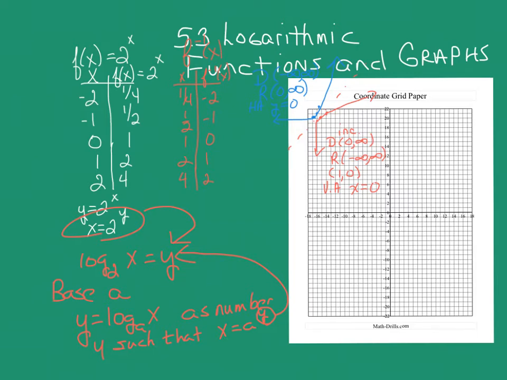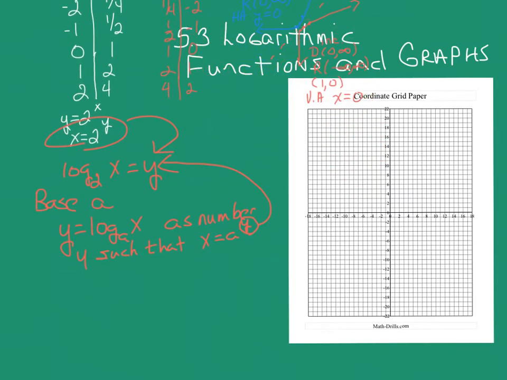In this case, x has to be greater than 0, and a is positive. It cannot be equal to 1. Okay, a is positive and it cannot be equal to 1. The base has just got to be positive. Let me just say that. The base has to be positive.